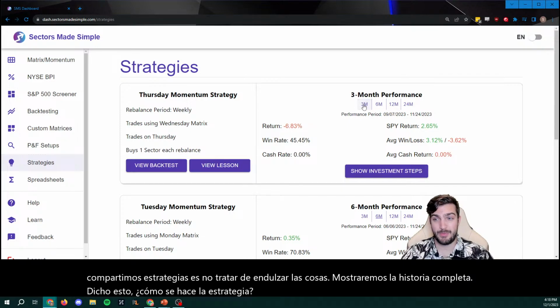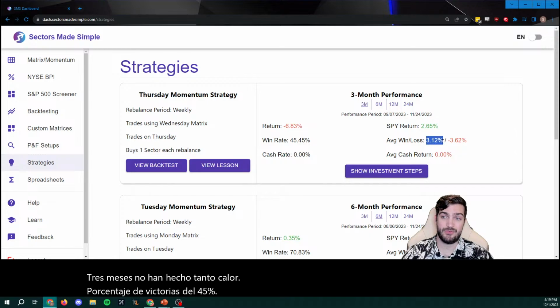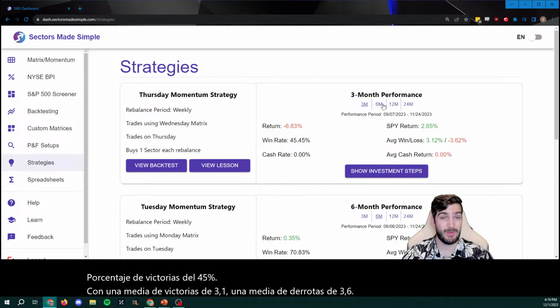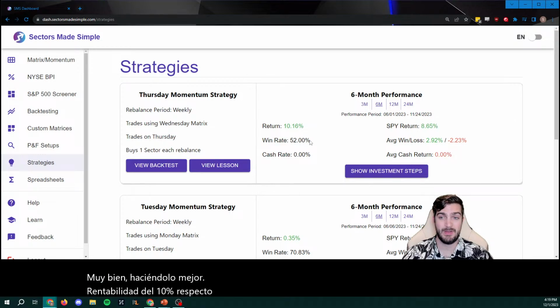Well, 3 months hasn't done so hot. It's down 6.83%, win rate of 45%, with an average win of 3.1 and an average loss of 3.6. How about 6 months? Alright, doing better. Return of 10% compared to the market's 8.65, positive win rate, and an average win bigger than our average loss.